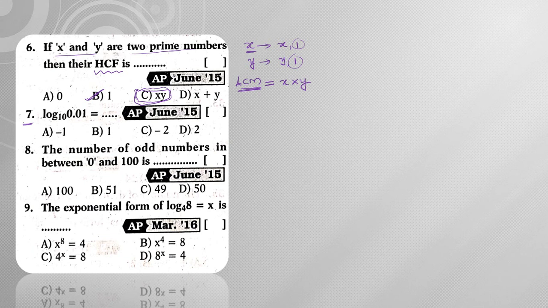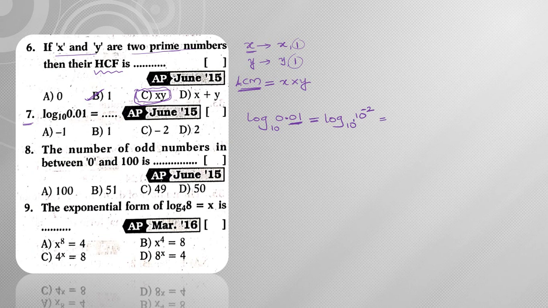In question number 7, we are given the logarithm of 0.01 to the base 10. Here, after the decimal point we have two decimal places. So this 0.01 I can write as 10^(-2), to the base 10. Whenever you have base 10, that means it is base 10 power 1.